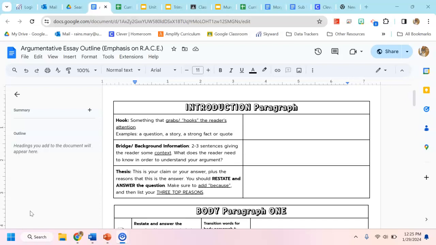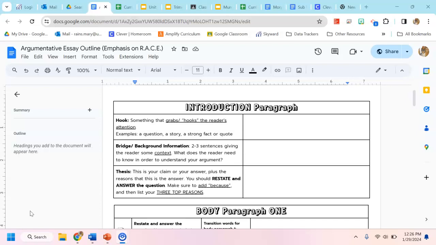And then the last part of the argumentative essay, you end the first paragraph, the introduction paragraph, with the thesis. The thesis is basically your claim or your answer to the question, plus reasons that this is your answer. So you'll restate and answer the question and then put "because" and list 3 reasons.